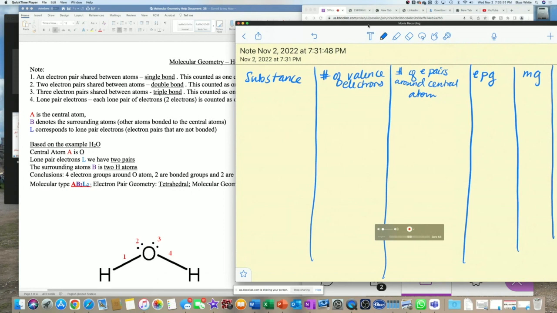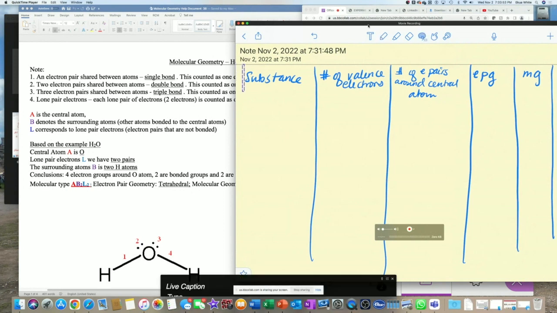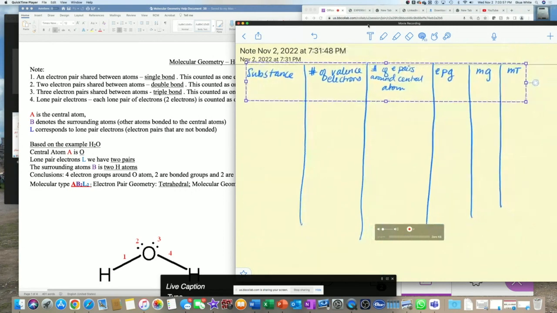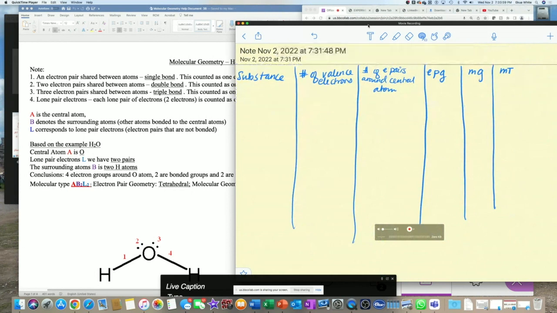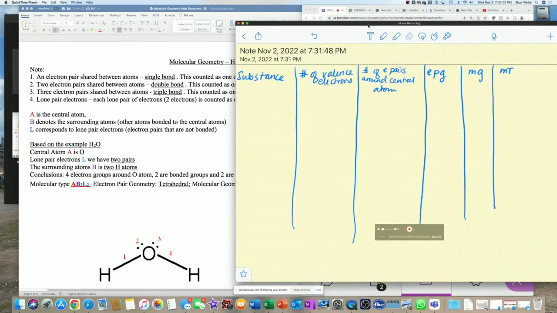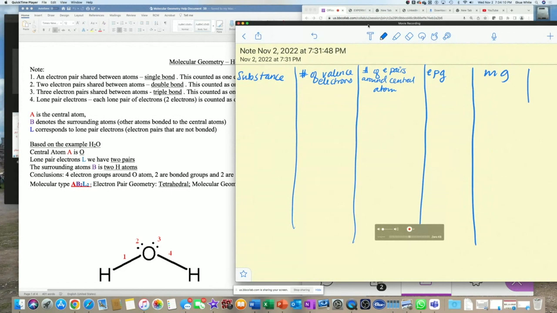Okay, I'm running out of room. Let me see if I can make this a little smaller. But that's the idea here: you're going to be filling in this table. Okay, so that should work out. Let me make this a little bit bigger right here. Electron pair geometry, molecular geometry, and then finally molecular type.